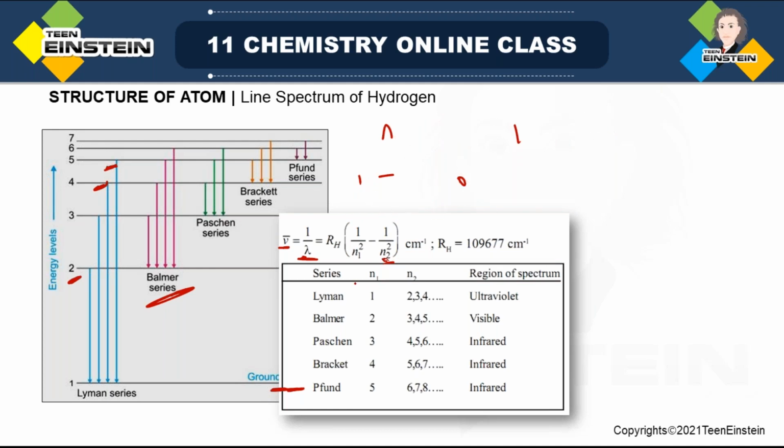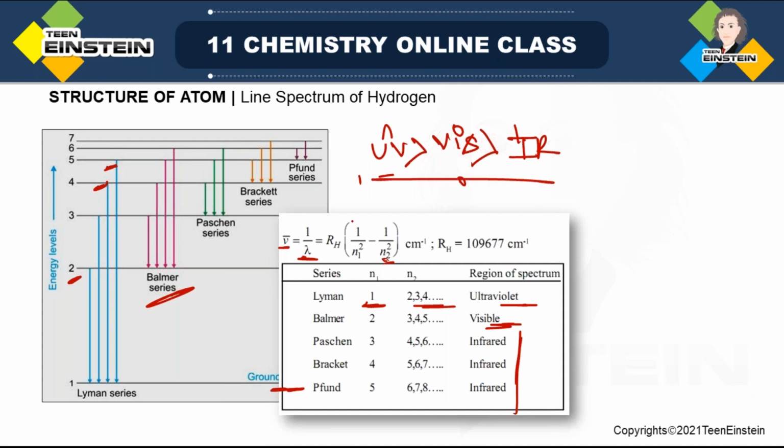Now some more information. When it is Lyman series, we know n lower is fixed at 1, n2 may vary: 2, 3, 4, 5, and so on, and it falls under UV. Next series falls in visible, and the next 3 series infrared. And we know UV energy is greater than visible, which is greater than IR, infrared. That means for Lyman it is maximum energy involved, then for Balmer it is gradually less, and then for these 3 it is even lesser.